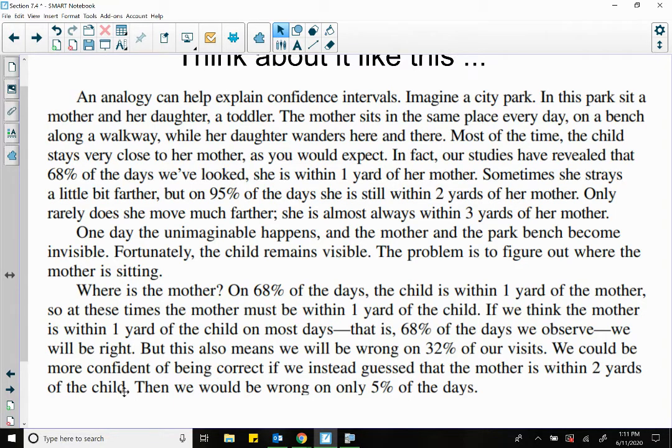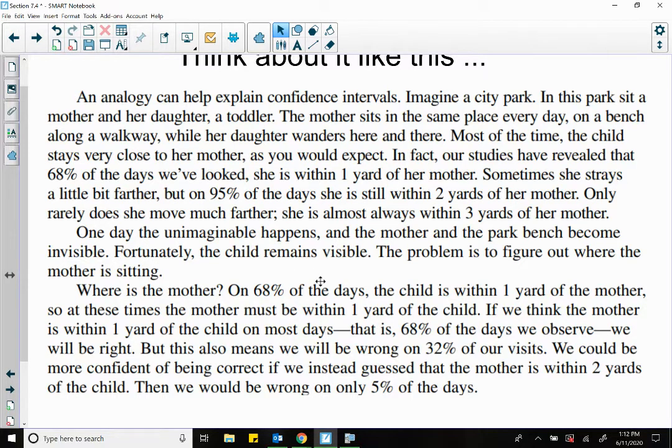We would be more confident, which is why you often do 95%, of being correct if we instead guess that the mother is within 2 yards of the child. Then we would only be wrong 5% of the days that we visit. So a confidence interval gives you that range of values, and somewhere in there is that population proportion.